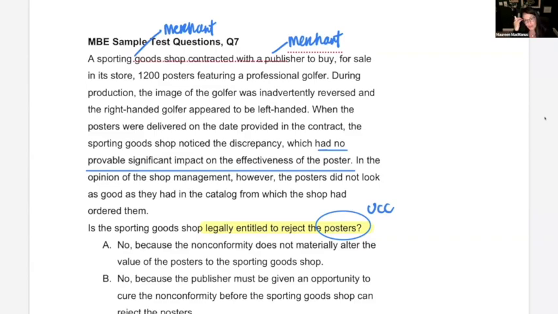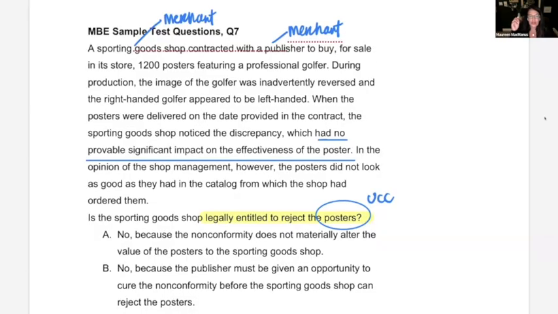And a big thing that happens in all the MBE problems is something will make sense. Like, okay, well, it didn't matter, so why should you be able to reject? But you have to apply the law mechanically. This one is pretty straightforward. Other times it's a lot harder. Maybe you kind of feel bad for the people. They're designed to do that so that they can try to trip you up.